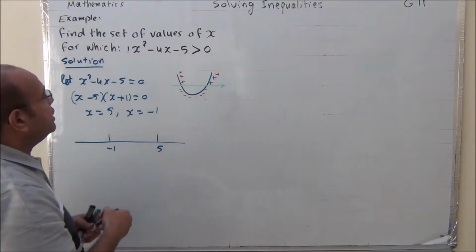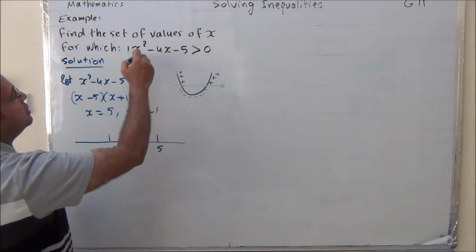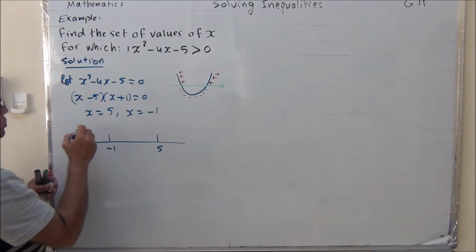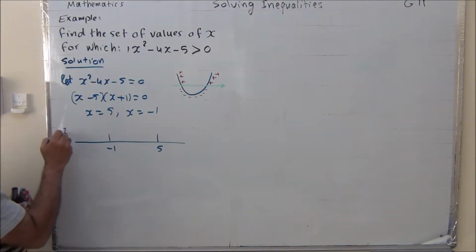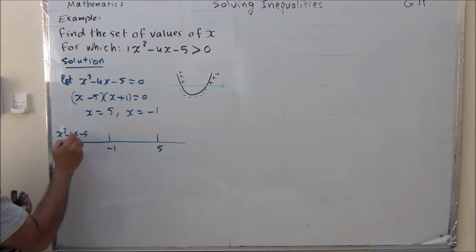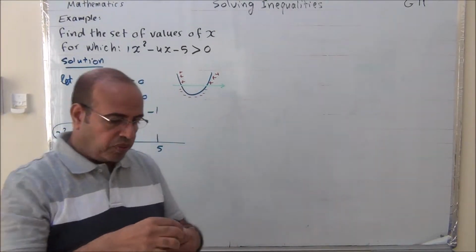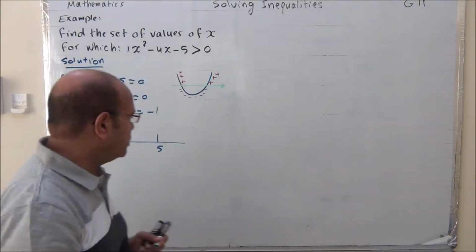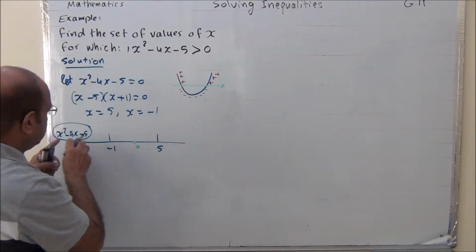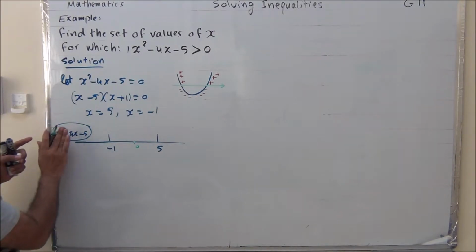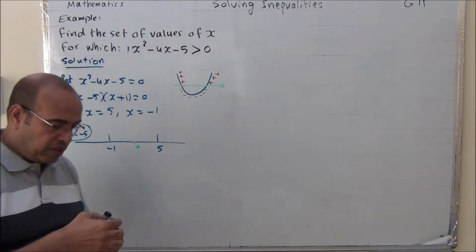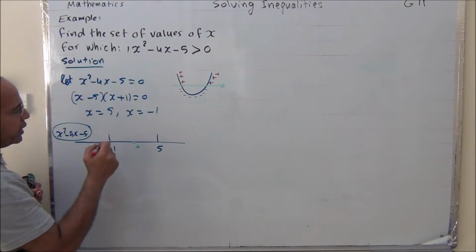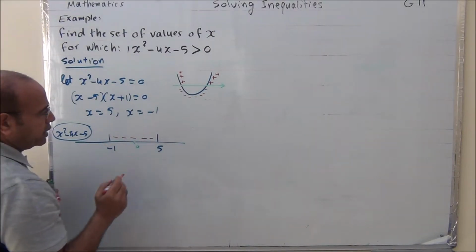Now we check the sign of the inequality. This is the inequality, it is a given. So we check the sign of x squared minus 4x minus 5. We check the sign of this one. We choose numbers. For example, we choose a number between -1 and 5. The best number is 0. So when you replace x by 0 in this one, 0 minus 5, it will be negative. So between -1 and 5, the inequality is negative.